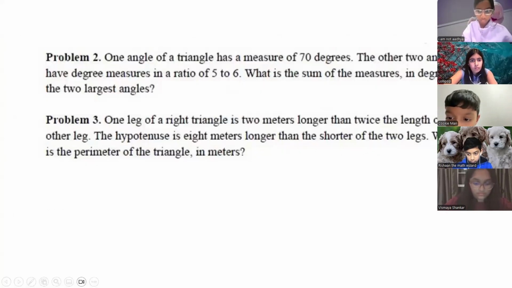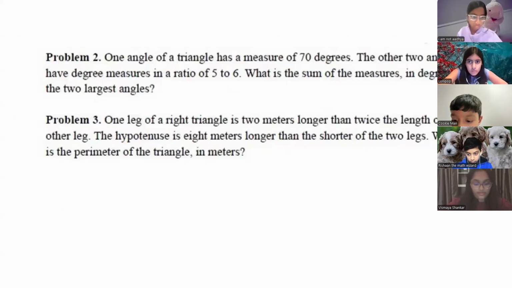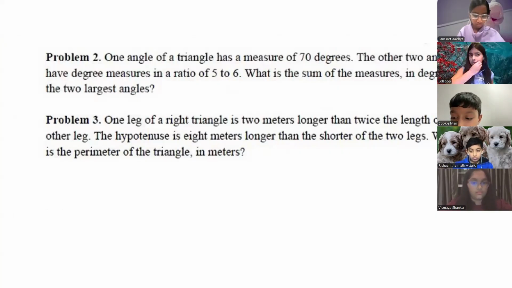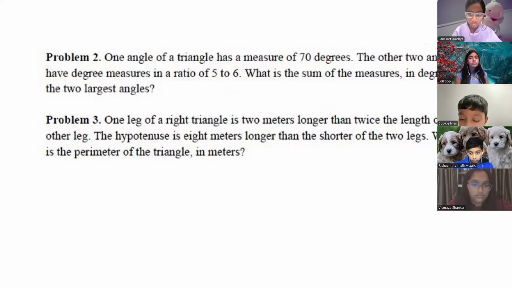Arush, now this is from your last week homework. Help me with problem number 2. Read that. One angle of a triangle has a measure of 70 degrees. The other 2 angles have degree measures in a ratio of 5 to 6. What is the sum of the measures in degrees of the 2 largest angles? Beautiful. This problem, the way we will do, we will convert English to math, one statement at a time.